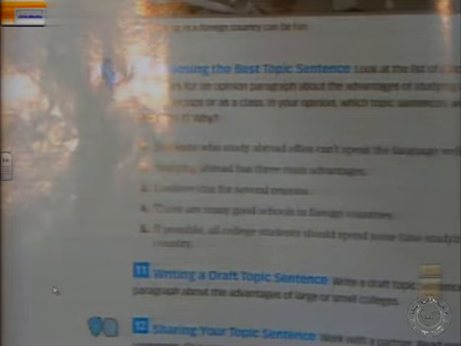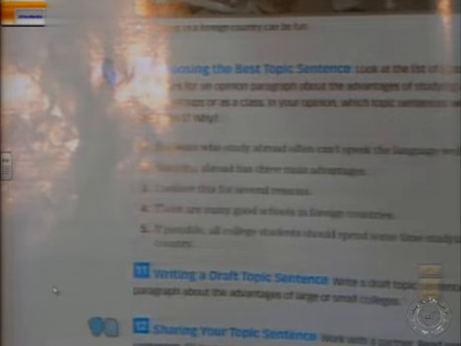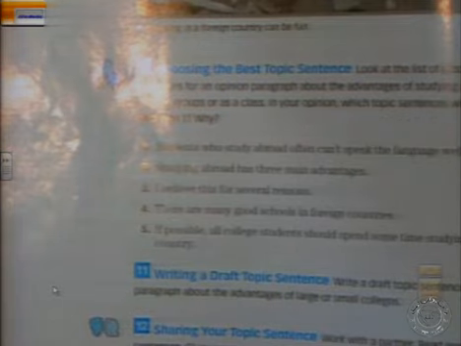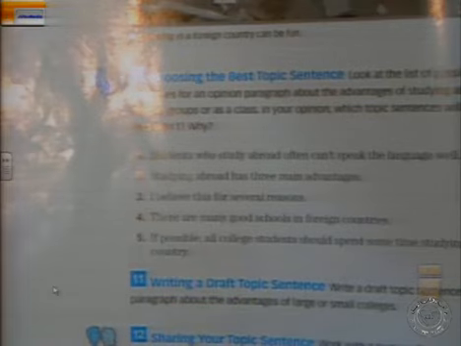We move to the second one. It says, studying abroad has 3 main advantages. What do you think? Well, I think this is a good topic sentence, as it limits the topic to studying abroad, and it has a controlling idea, which is 3 main advantages. In this topic sentence, we have a controlling idea. It will control the writer, and it will tell him what exactly he will write about. So number 2 is a good topic sentence.